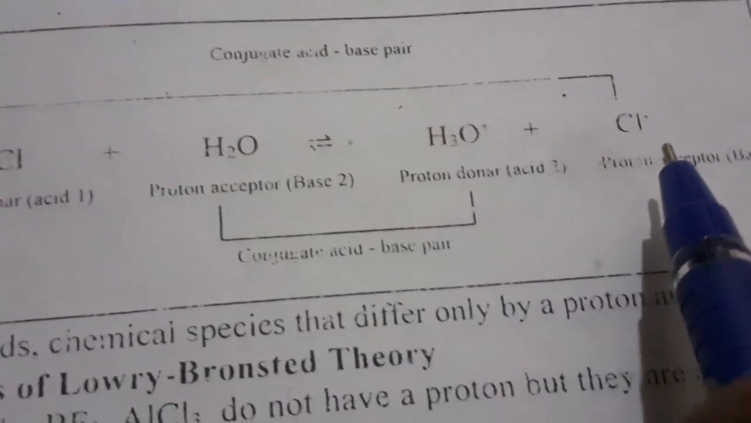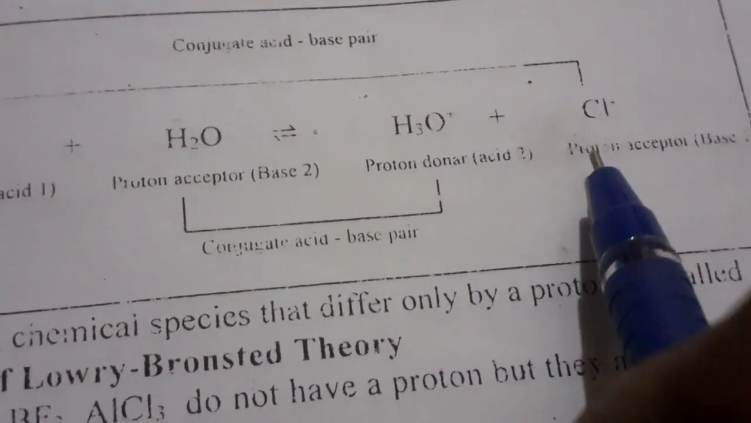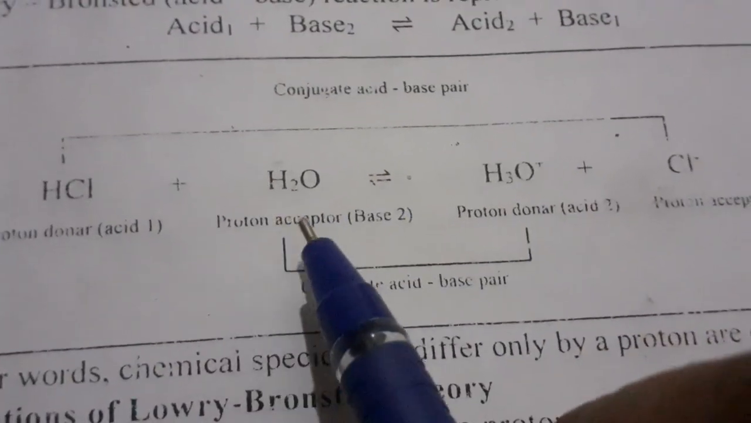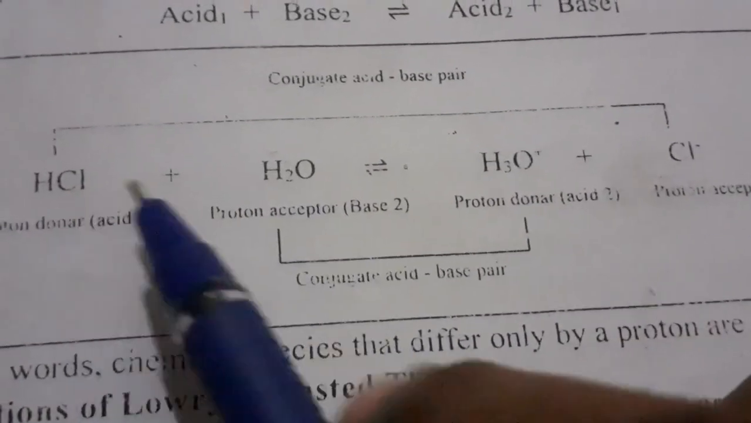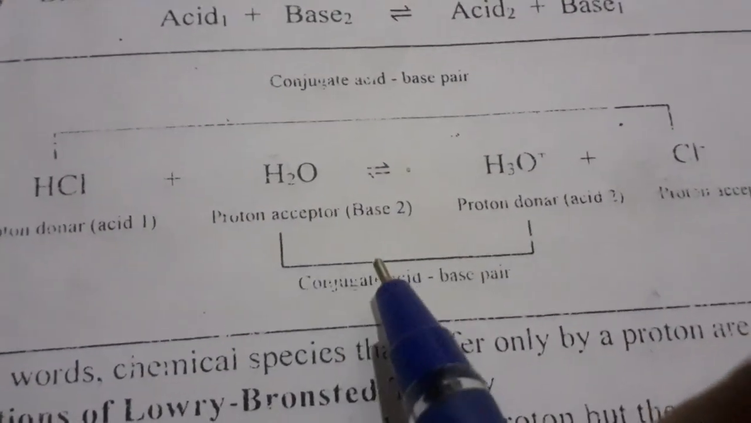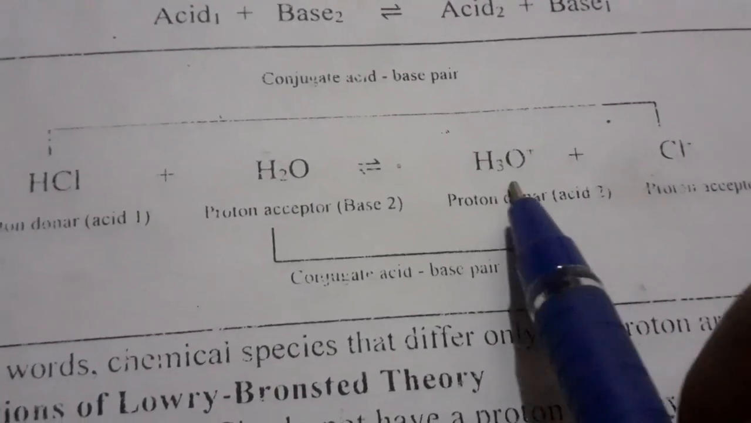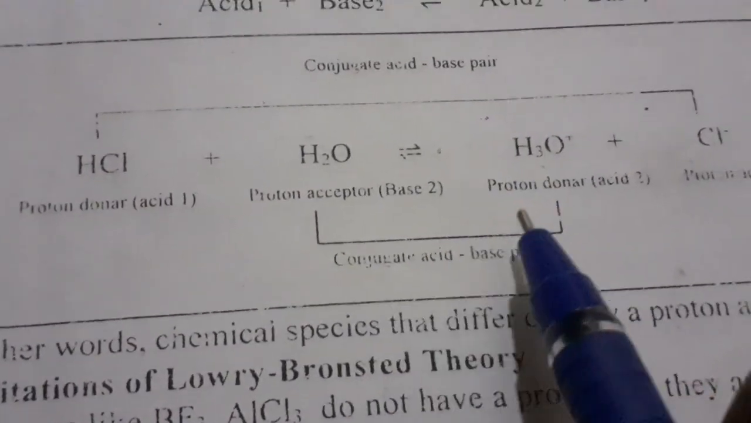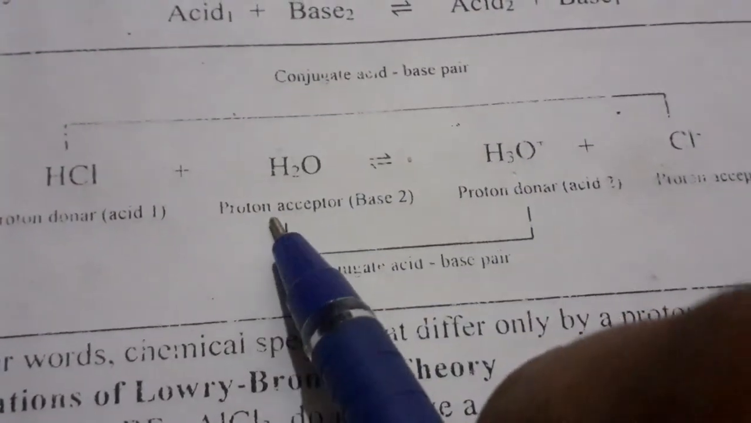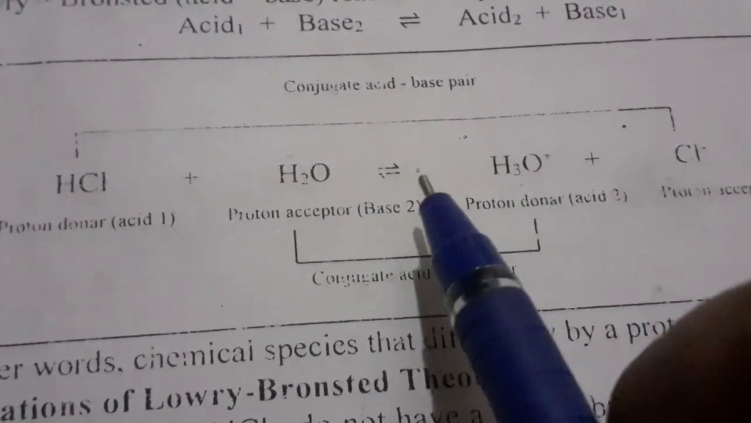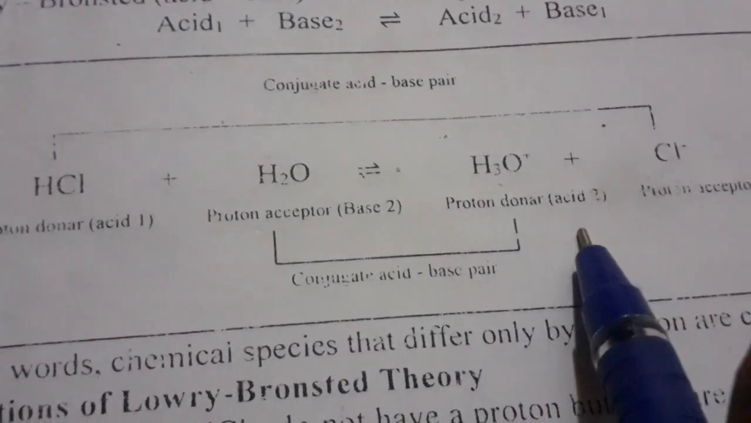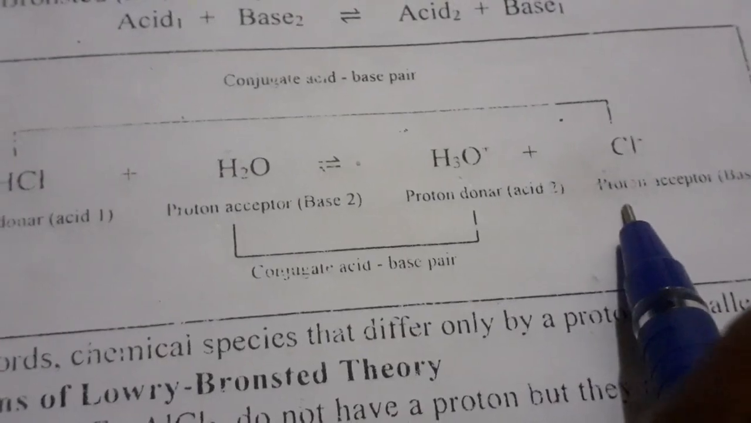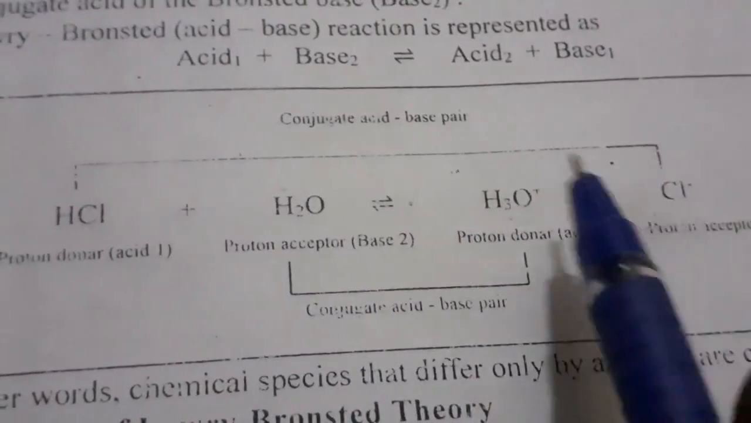So this is the Bronsted base, that is proton acceptor. Similarly, H2O is a base. It accepts H plus ion from acid and it becomes a proton donor. Hydronium ion becomes a proton donor. So it is a conjugate acid of base 2. Hydronium ion is a conjugate acid of base 2, so we can call it acid 2. Cl minus ion is a conjugate base of acid 1.